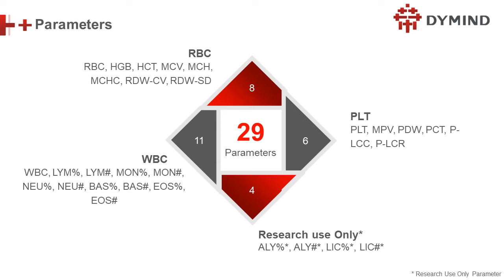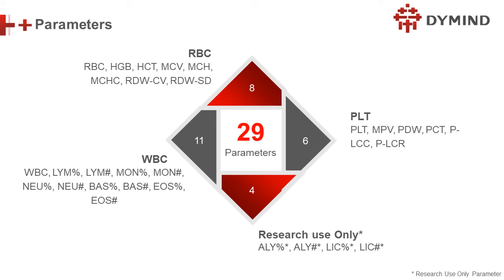LIC means large immature cell percentage and quantity. So why do we have these research parameters? Research means there's no standard. It is only for study, for maybe some doctors who prefer to check this parameter. So we have this parameter. You can see there's no QC, no control, and no value sheet for the research parameters.